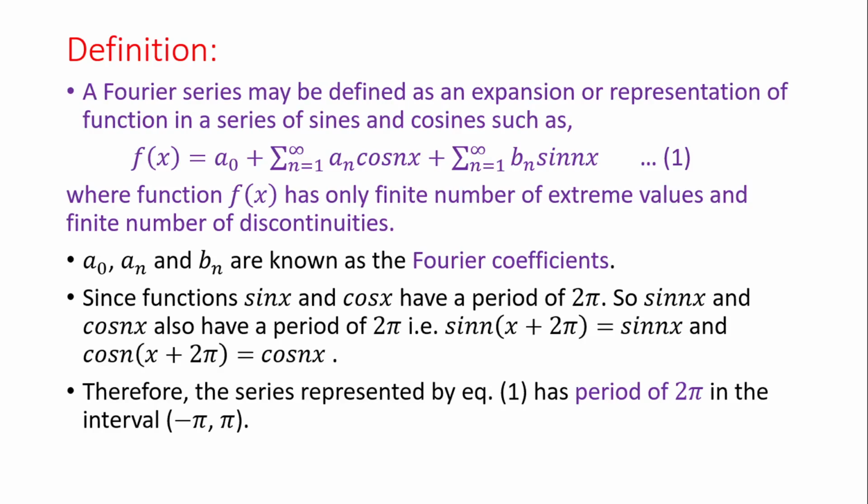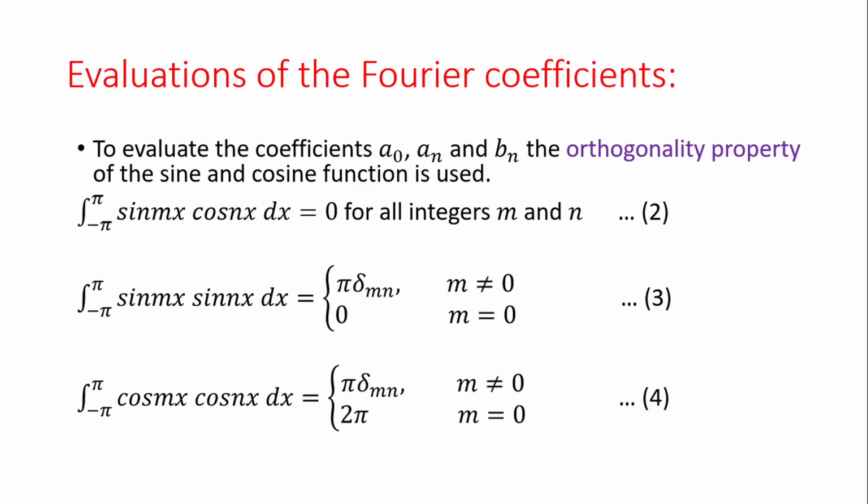Let us evaluate the coefficients a0, an and bn, known as Fourier coefficients. Evaluation of Fourier coefficients. To evaluate the values of Fourier coefficients a0, an and bn, we use the orthogonality property of sine and cosine functions. This orthogonality property is represented by equations 2, 3 and 4 shown on this slide.